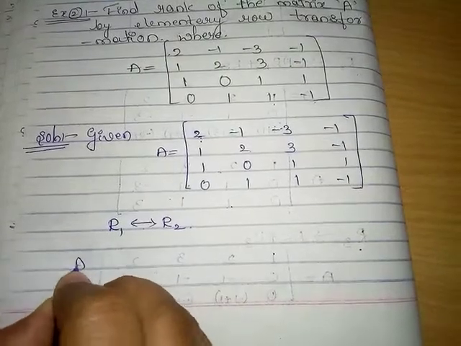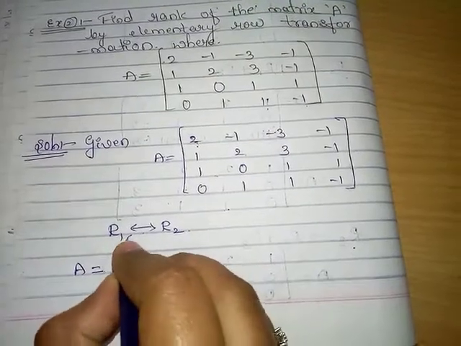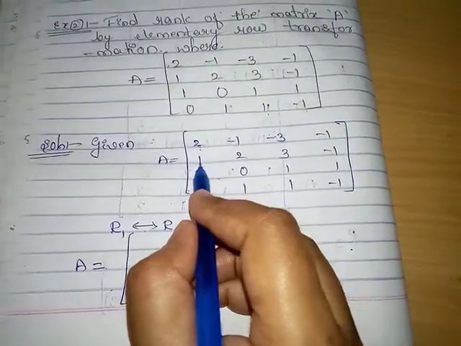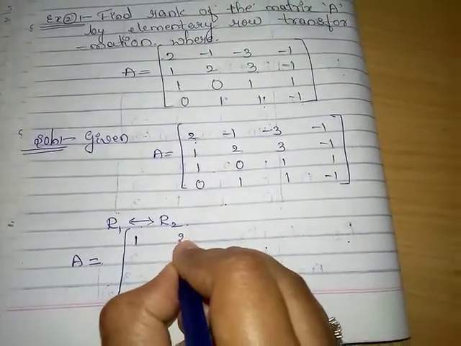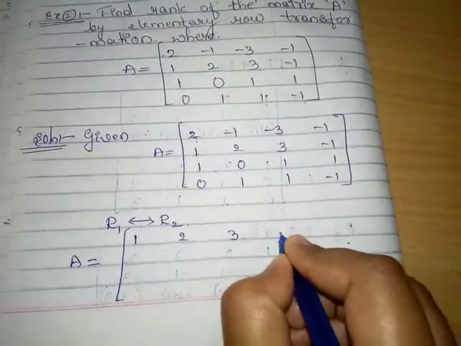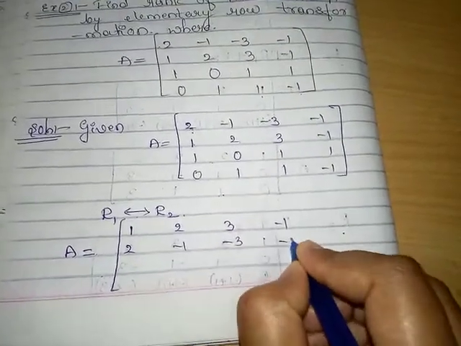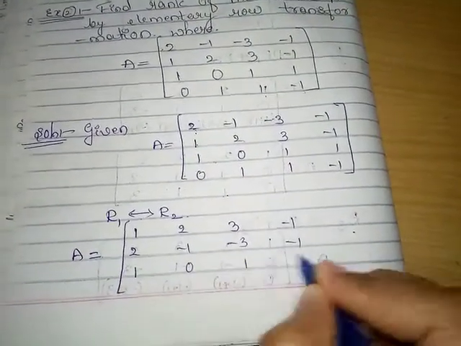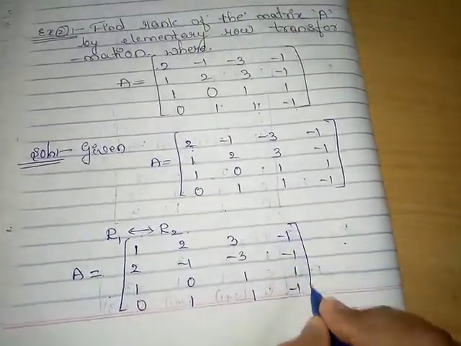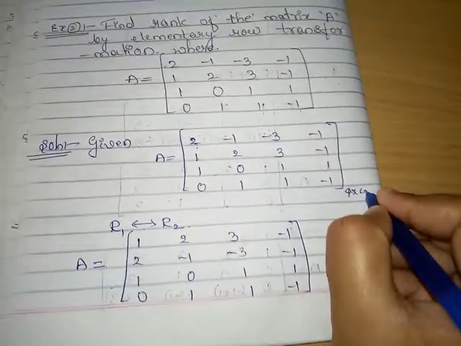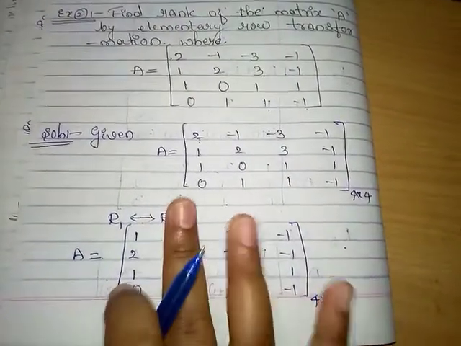Okay, then matrix A is equal to... R1 changes to R2 means write the second row in place of the first row. It will be 1 2 3 minus 1, then 2 minus 1 minus 3 minus 1. Third and fourth rows are as they are, 0 1 1 minus 1. The given matrix is of the order 4 cross 4. Here we have 4 rows and 4 columns. This is the first transformation.